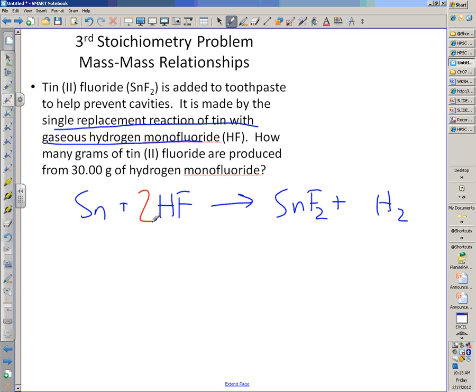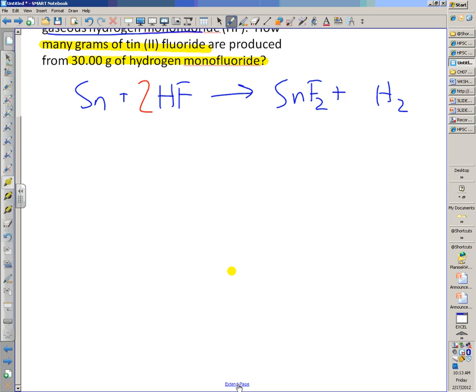What are we trying to find in this problem? What are we looking for? Grams of tin 2 fluoride produced. What did they give us to work with in this problem? 30 grams of hydrogen monofluoride. Because stoichiometry problems are just conversion problems, we start with 30 grams of hydrogen monofluoride. Now, if you didn't know any better, conversion factor-wise, what's going to go on the bottom of this conversion factor?